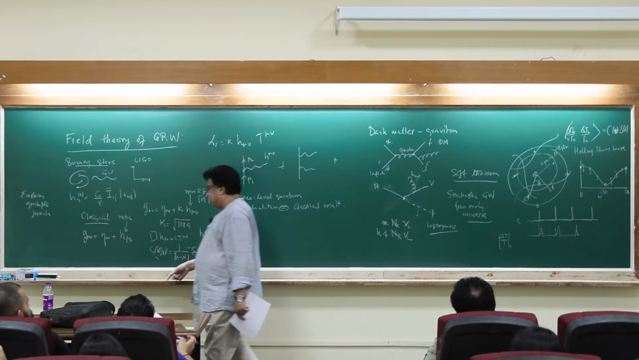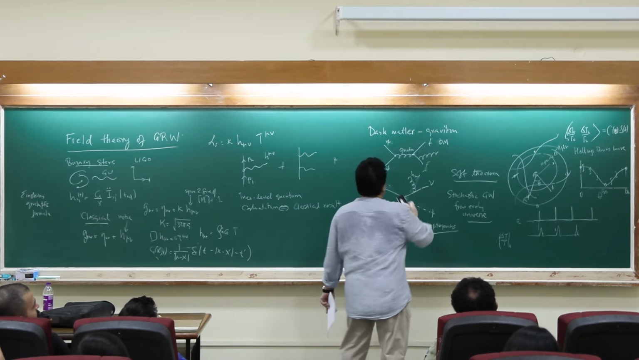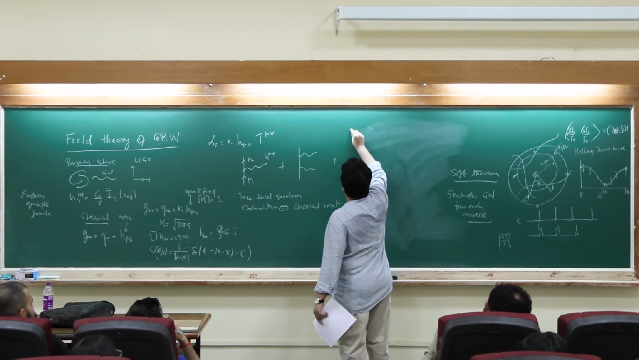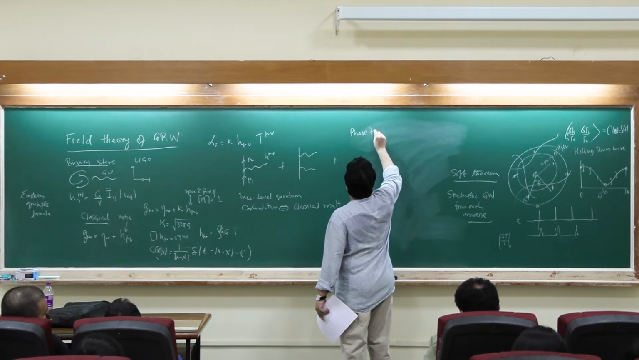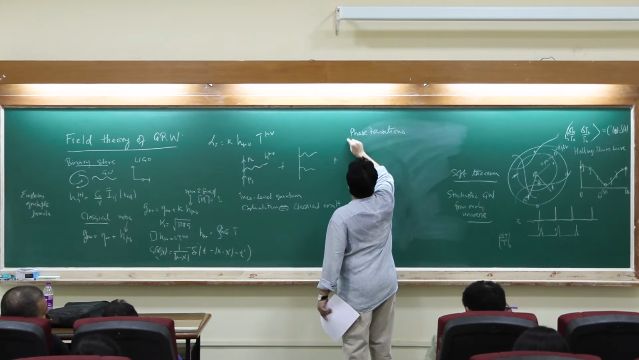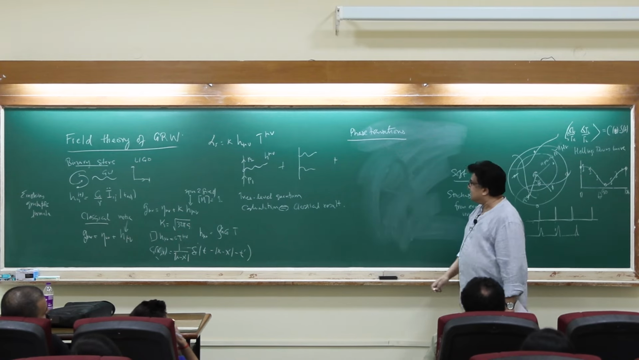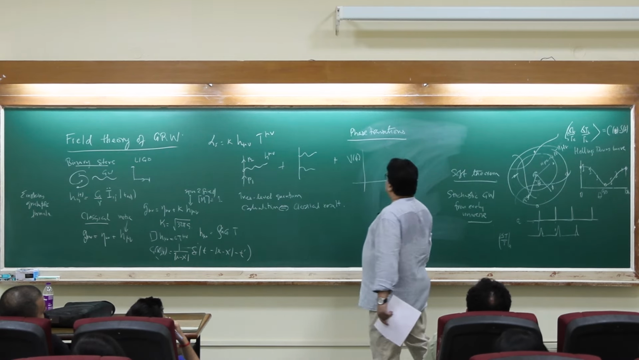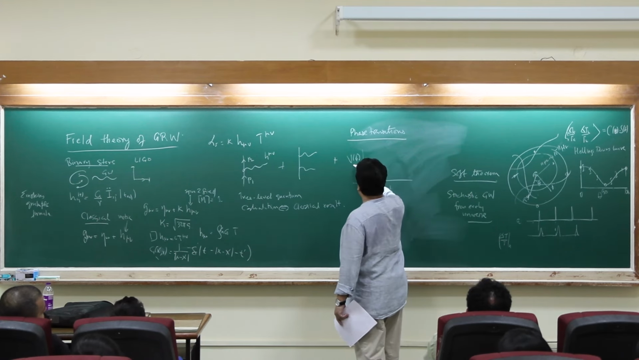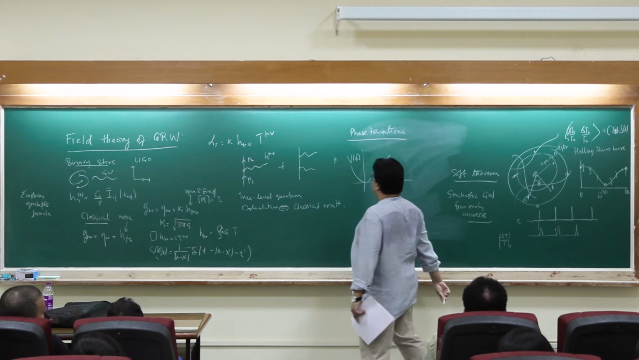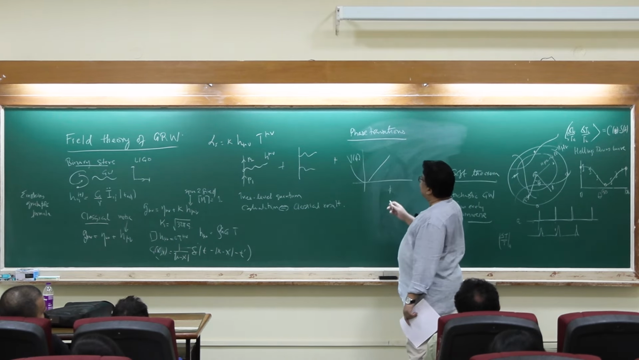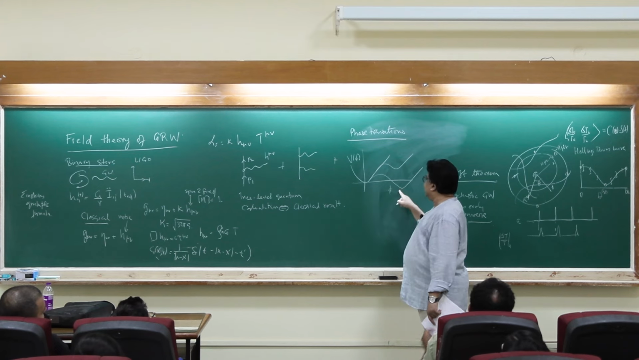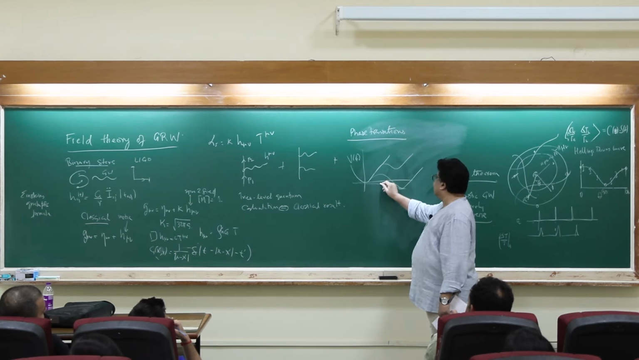And I think one last thing which I plan to do is the phase transitions. So here what happens is that you have this potential. At zero temperature, let's say you have this kind of potential. And then as you raise the temperature, the potential develops a barrier and there is a new minimum. And then there is a transition from here to here.